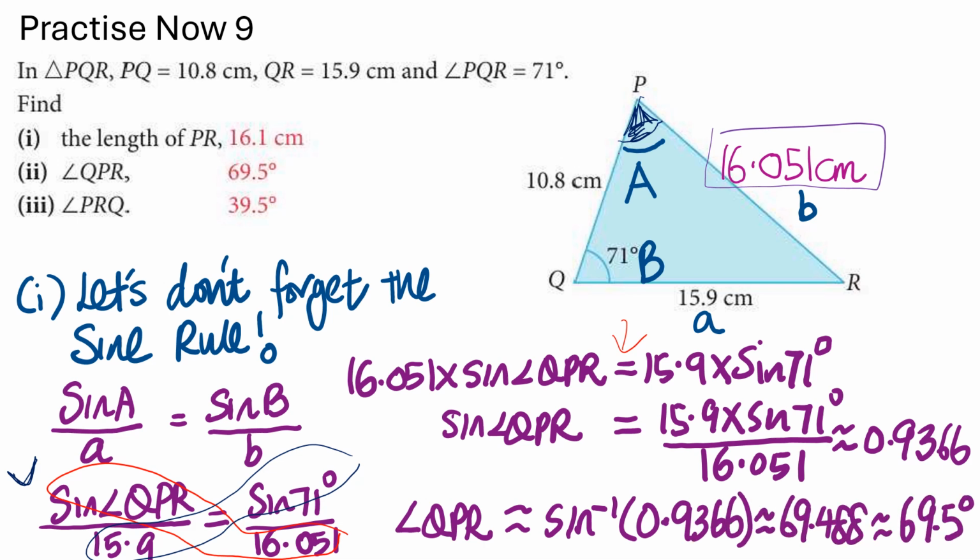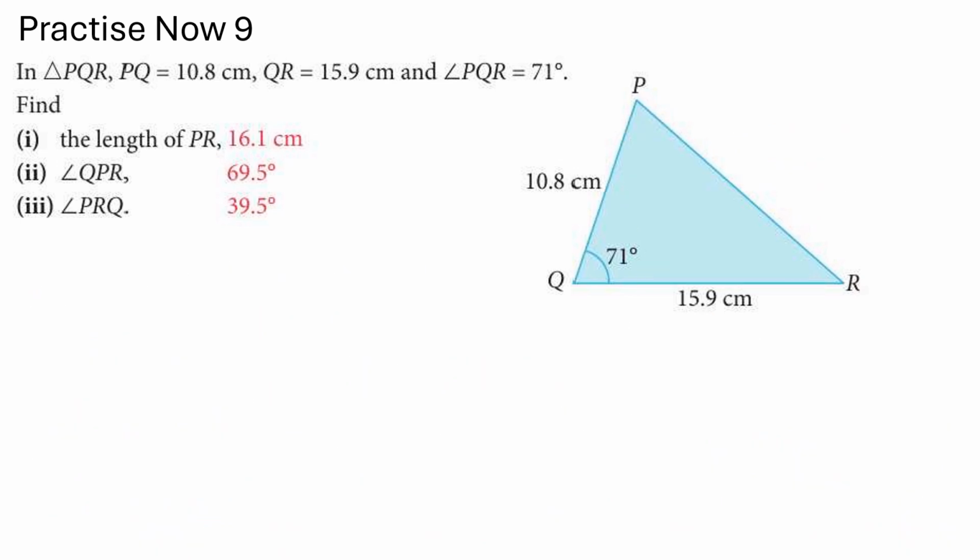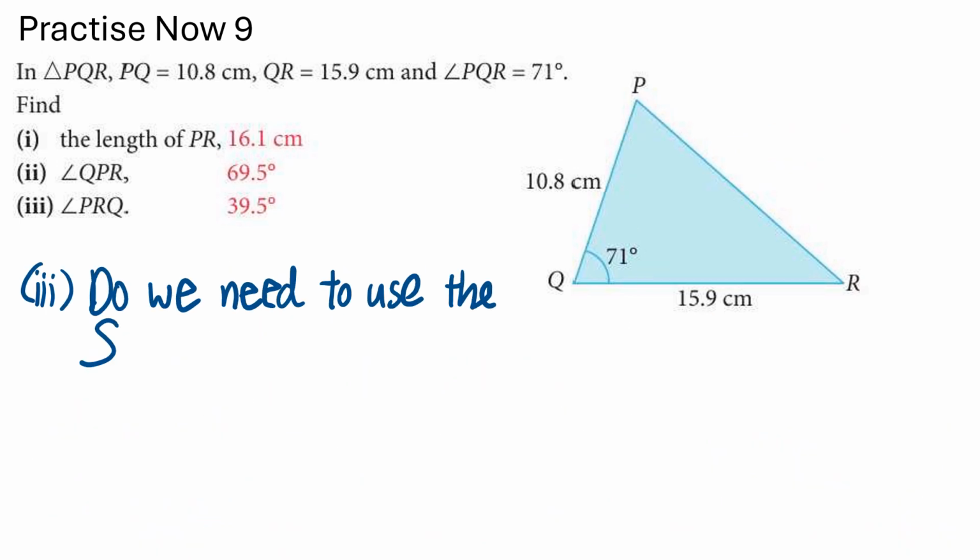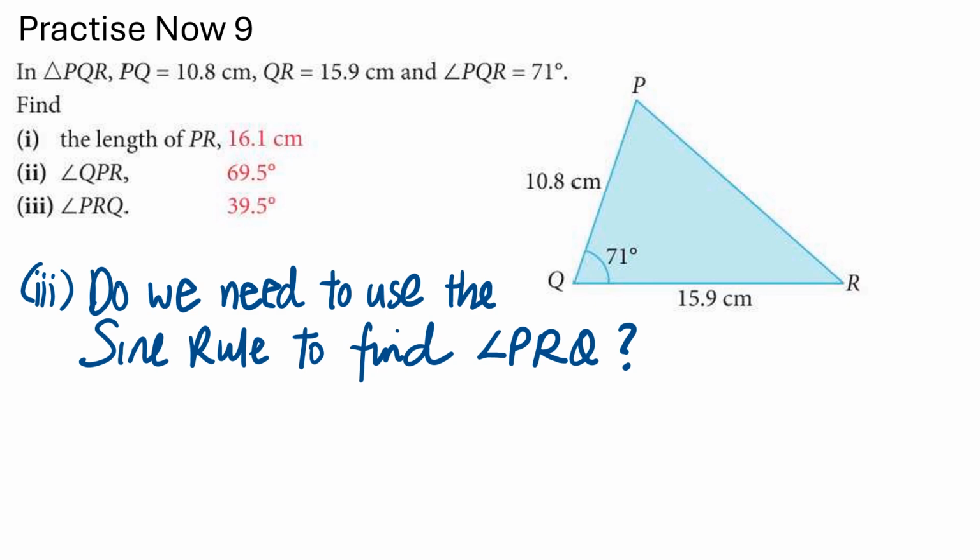You see again that I have one value with more than 2 decimal places, because I will need to use it in part 3. But my final answer for an angle is always 1 decimal place. So we have found the angle QPR.